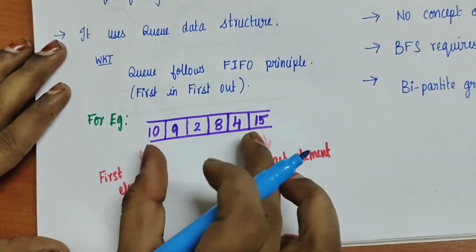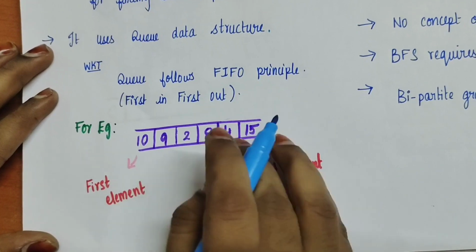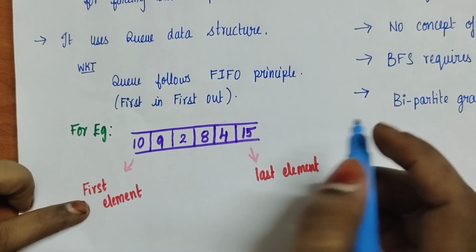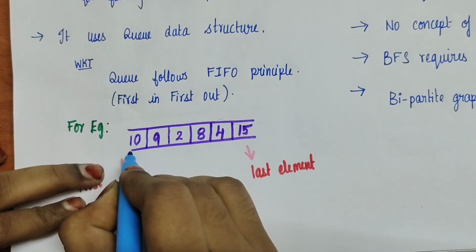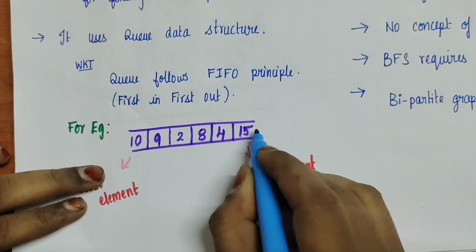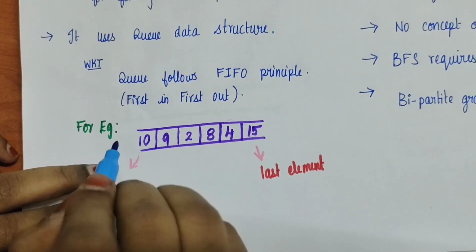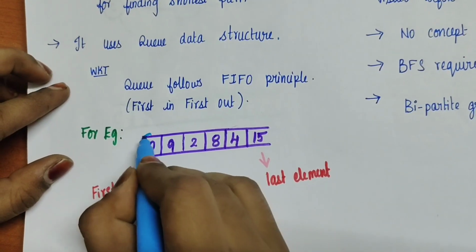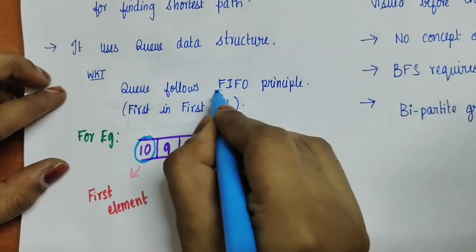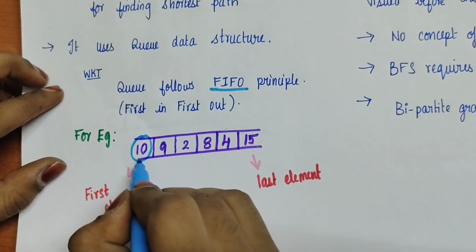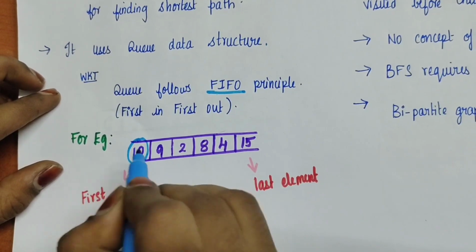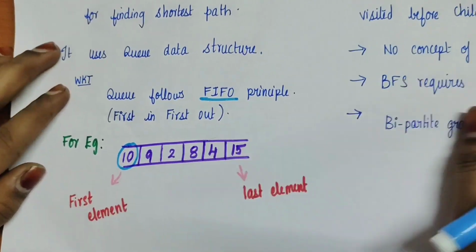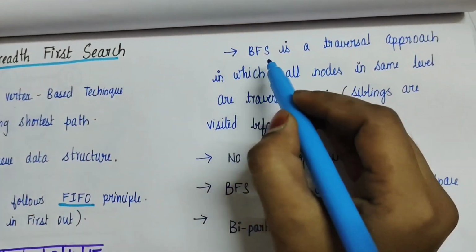So consider this queue where I have inserted the elements. This is the first element I have inserted, and this is the last element to be inserted. If I have to pop any element from this queue, then I will pop this 10. As we see, first in first out, the first element to be inserted was 10, so the first element to be popped out will be 10. Now coming back to BFS.